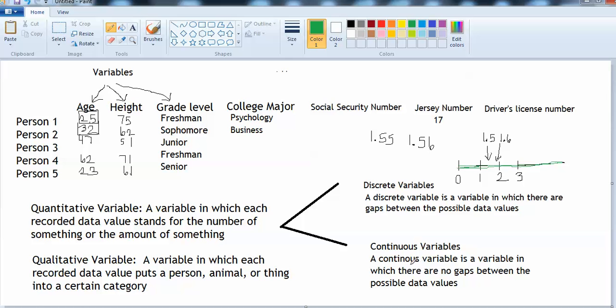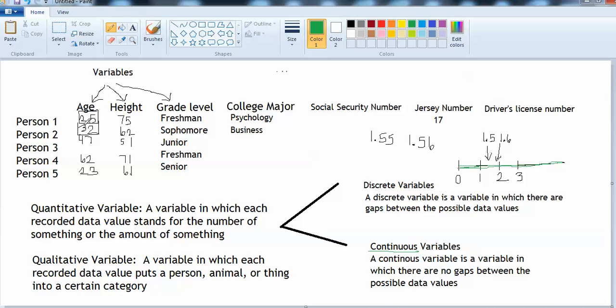So when you think of the word continuous, you can think that the number line of possible values continues with no gaps in it. Height would be the same way. A person's exact height could be anywhere on a number line. There are no gaps where you find an area where a person could never have this height. So age and height would both be considered continuous.